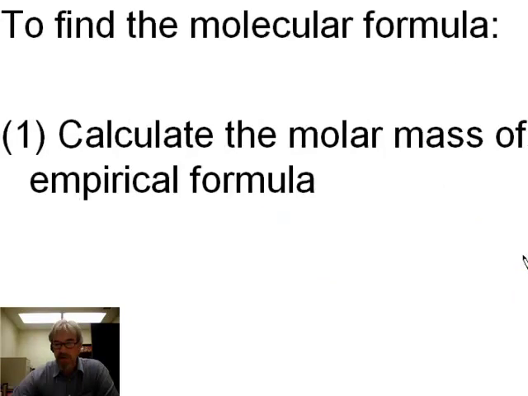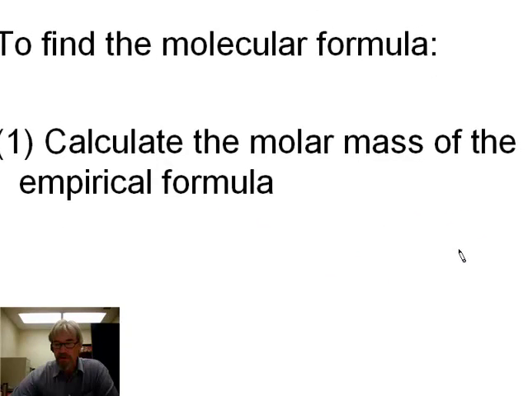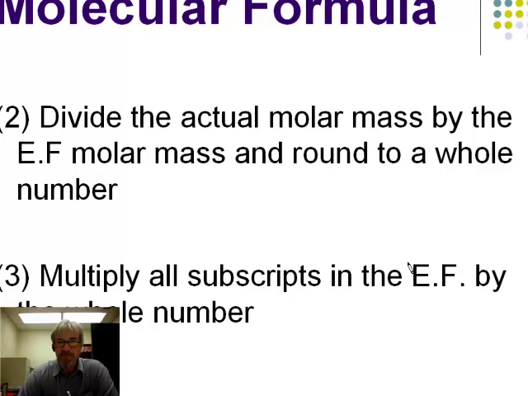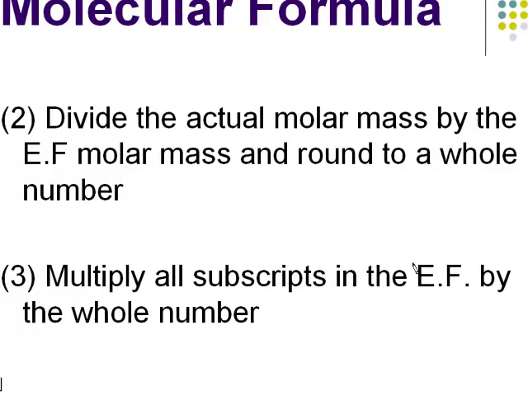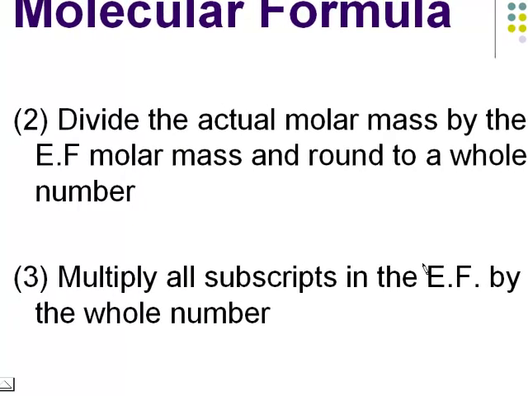So how do you find the molecular formula? Well, first of all, if you have the empirical formula, calculate its molar mass. Second, you'll have to have the actual molar mass. Either you'll have to be given this or given some information that allows you to calculate it. And you divide the actual molar mass by the empirical formula's molar mass and round this to a whole number. It'll always come out really close to a whole number unless you've made a mistake. Well, that whole number is what you multiply all the subscripts in the empirical formula by to get the molecular formula.